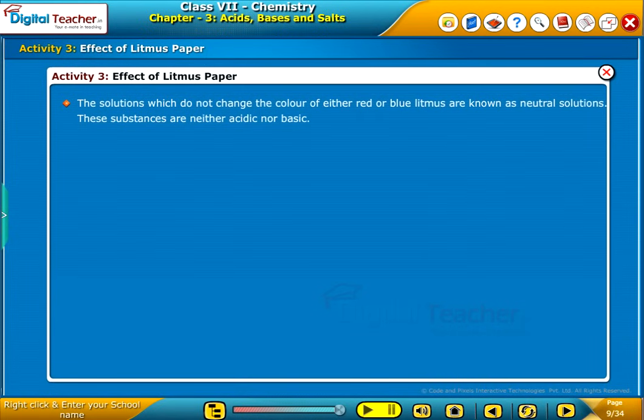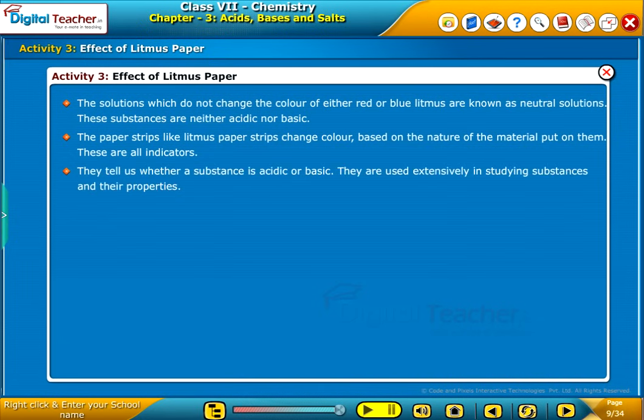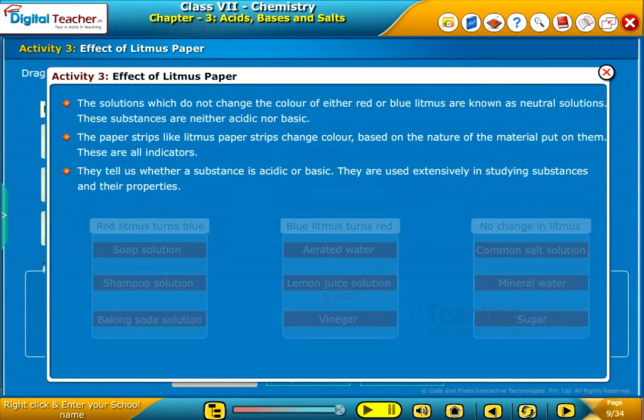The solutions which do not change the color of either red or blue litmus are known as neutral solutions. These substances are neither acidic nor basic. The paper strips like litmus paper strips change color based on the nature of the material put on them. These are all indicators. They tell us whether a substance is acidic or basic. They are used extensively in studying substances and their properties.